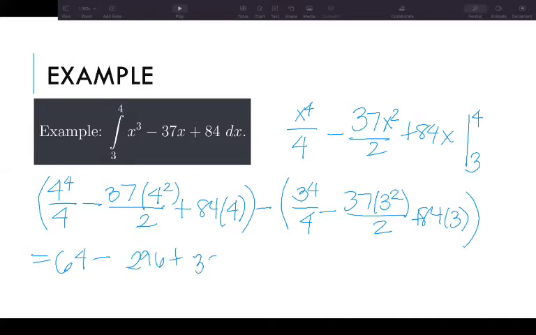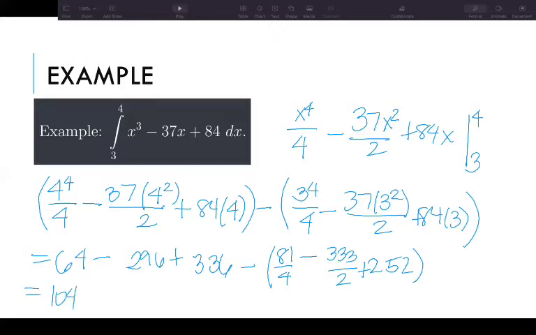84 times 4 is 336, minus 81 over 4, minus 37 times 3 squared, which is 9, 333 over 2, plus 84 times 3, which is 252. 64 minus 296 plus 336 is simply 104, minus 81.